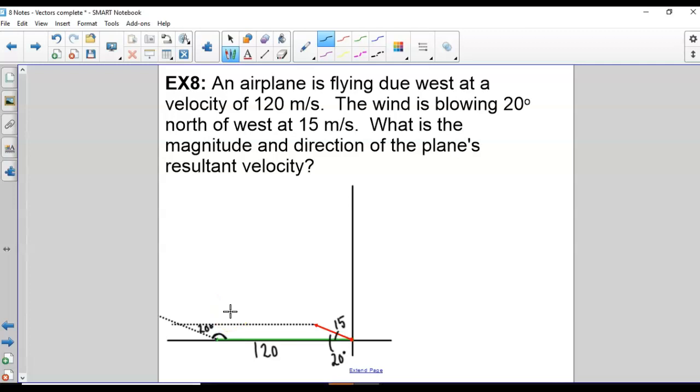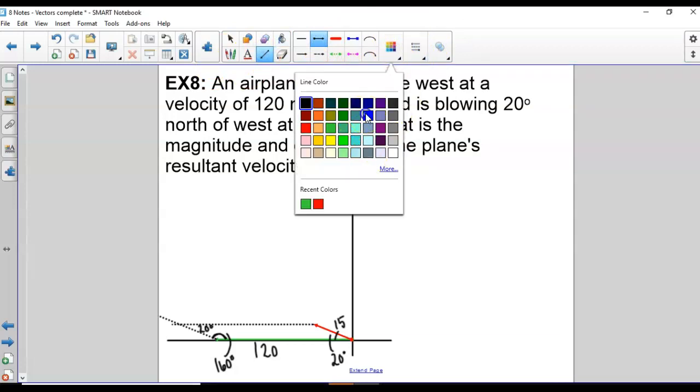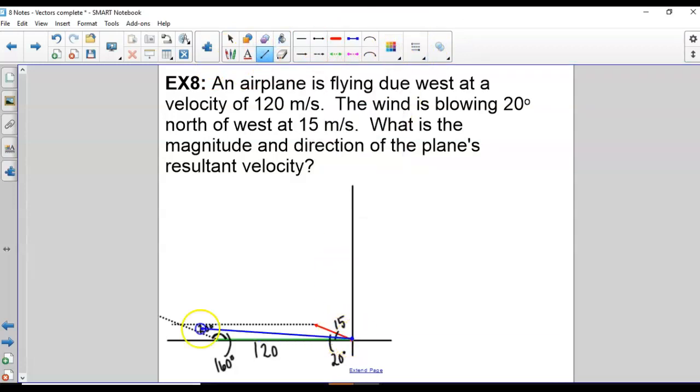We know all the angles have to add up to 360, or the consecutive angles in a parallelogram, the angles that are on the same side, have to equal 180. So 20 and something has to give us 180. So this right here is going to be 160 degrees. And so if we draw in our resultant vector, blue for that, I'm going to start right here. I'm going to go to the opposite corner.